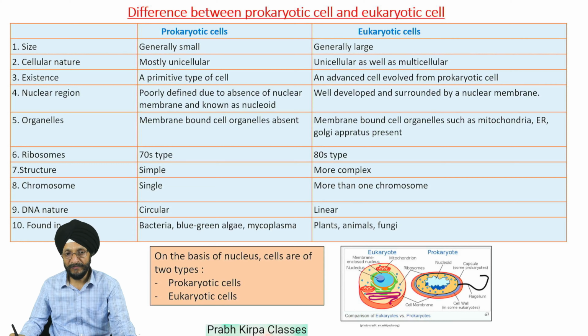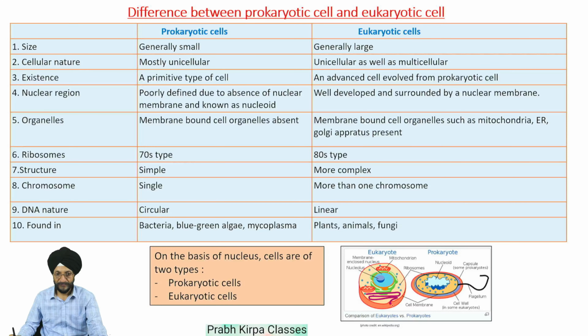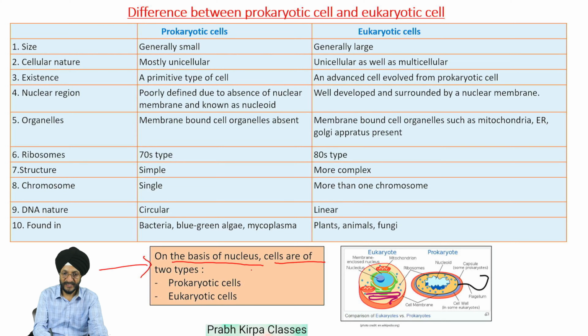Now we will find out the difference between prokaryotic and eukaryotic cell. First of all, we will read on the basis of the nucleus. Cells are of two types: prokaryotic and eukaryotic cells. Prokaryotic cells are those cells where nuclear region is poorly defined. In other words, we can say that nucleus is absent in the case of prokaryotic cells, whereas in the case of eukaryotic cells, a well-defined nucleus is present, which is surrounded by nuclear membrane.